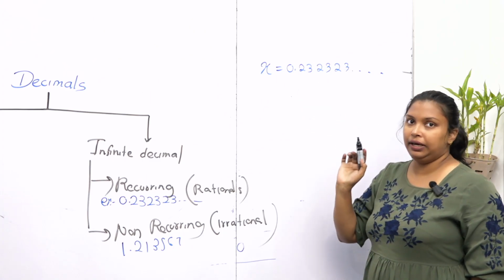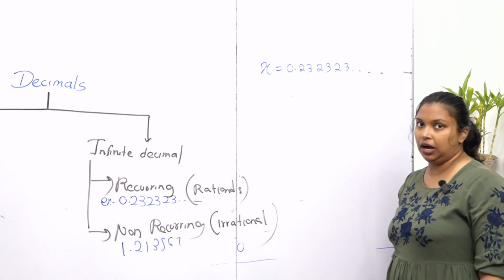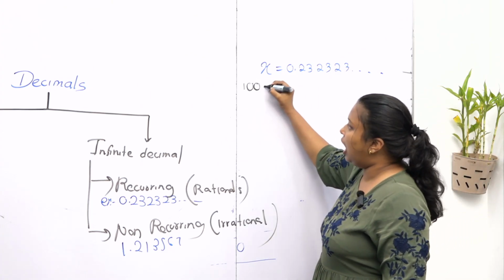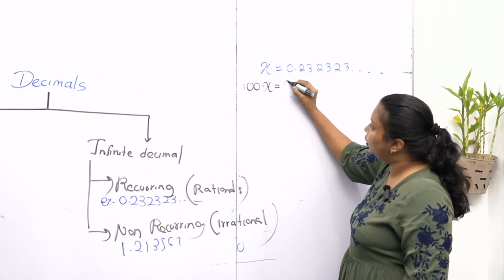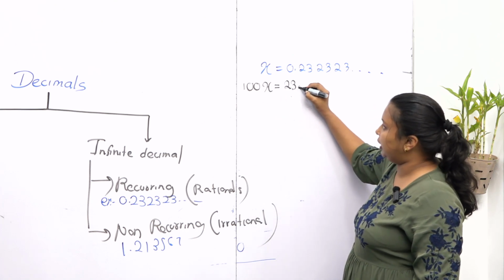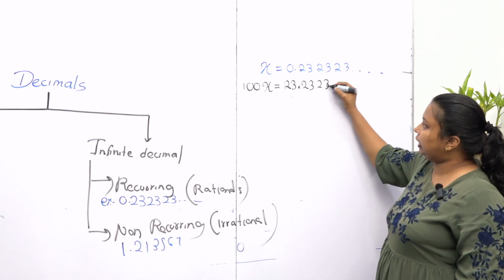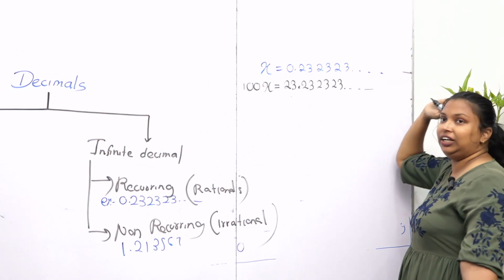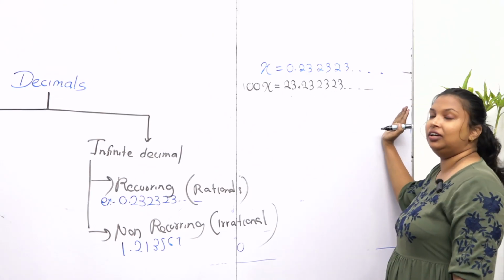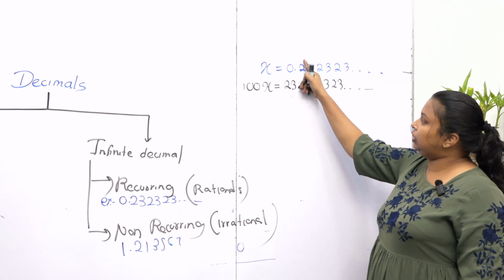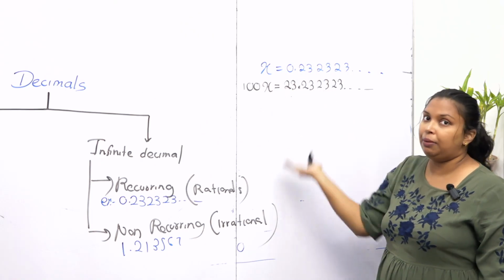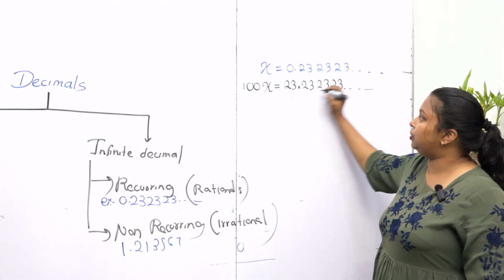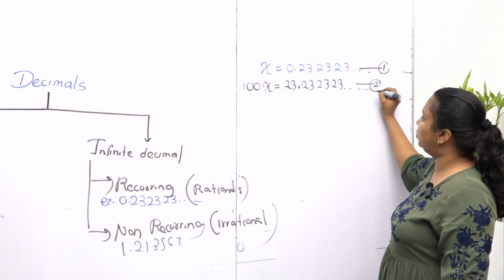I will multiply this by 100. You see what happens when I multiply this by 100. 100x is equal to 23.232323. The 23 goes on infinitely. Clear? The decimal point skips 2 places when you multiply by 100. Now I am going to subtract, right? I will take this as number 1, I will take this as number 2 and I am going to subtract these two.